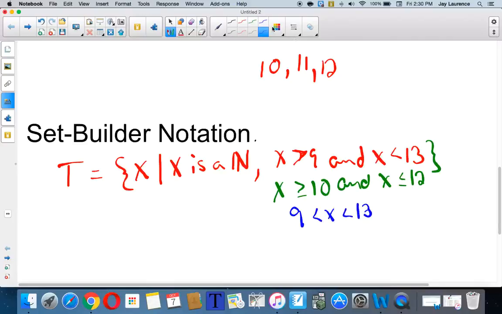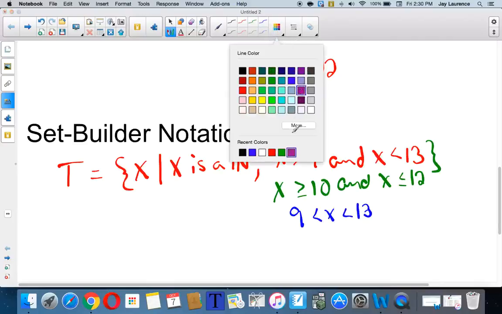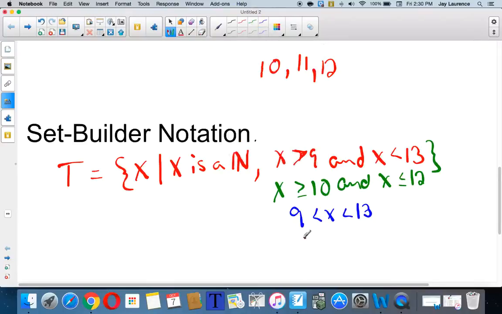Or one other possibility, I might do 10 is less than or equal to x, which is less than or equal to 12. And again, I don't have to worry about the fractions or decimals in between those natural numbers because I'm limited to the natural numbers. I wouldn't put all 4 of these in, I would only put one of them in because they all describe the set. So that's set builder notation.